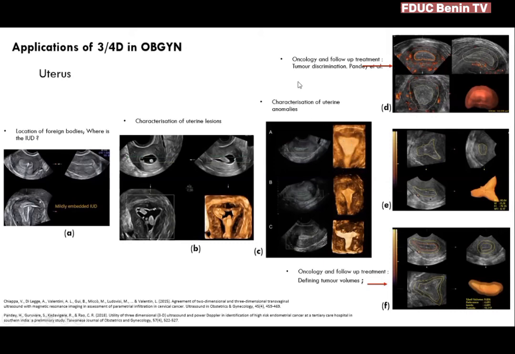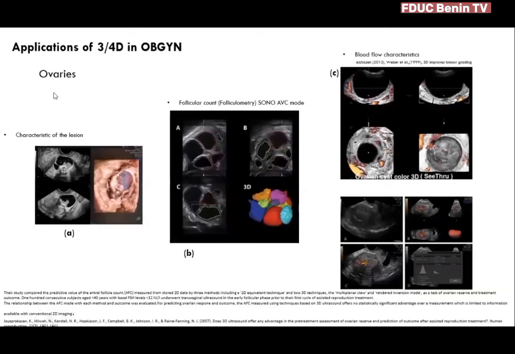In gynecology, most practitioners are beginning to find 3D, 4D very helpful, especially when it is overlaid with the power Doppler mode to define the tumor volume or to even characterize the tumor. In the ovaries, 3D, 4D helps us to further characterize the lesion that is being seen on 2D, as we can see on the image A here.